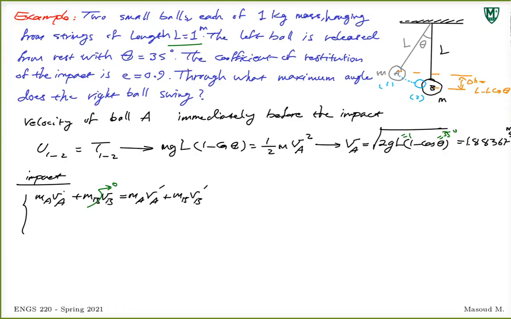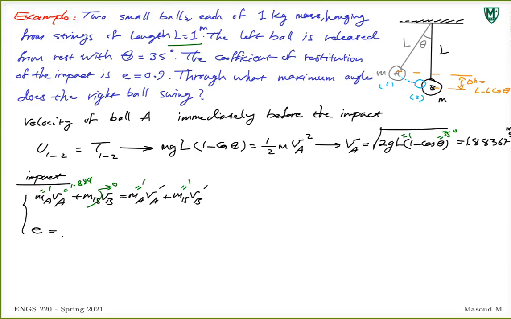VA, now we know it, right? MA, we know it, it's 1 kilogram. MB is 1 kilogram. This is 1.88. Let's just put 4 here. So we get one equation between VA prime and VB prime, velocities after the impact. This is direct central impact, when A hits B, right?